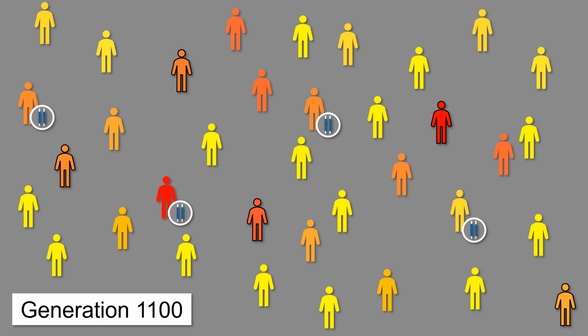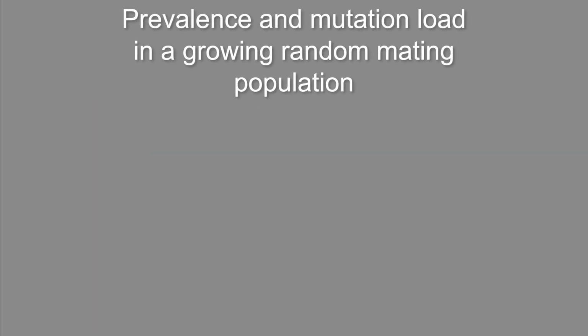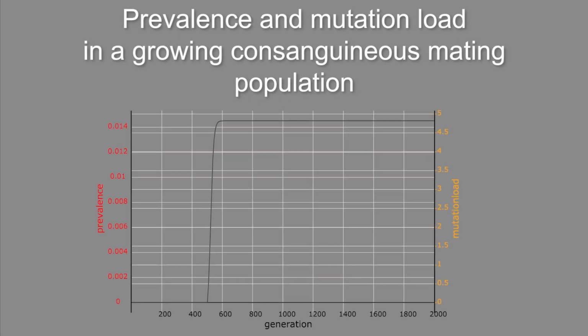De novo mutations and selections are in balance again. However, the mutation load of the population stabilizes on a much higher level. So these are the patterns in a random mating population. But what is different in consanguineous populations, where empirical observations show a higher prevalence of autosomal recessive IDs?